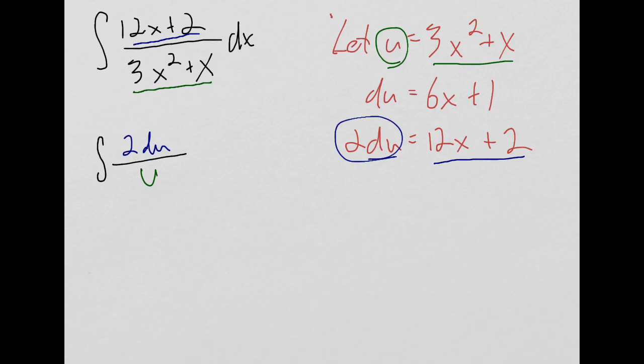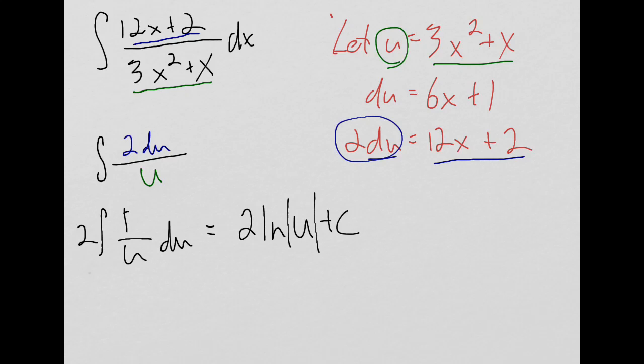u, which I am going to go and rewrite as integral. I'll put the 2 out front, and then I'll write 1 over u du. You should recognize that. All right, boom, that's ln. So what is that equal to? I leave the 2 out front. I write ln absolute value of u. I get my plus c.